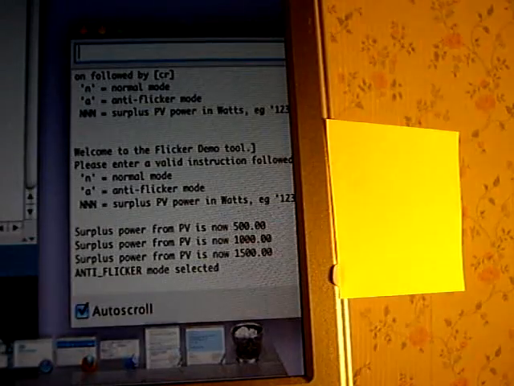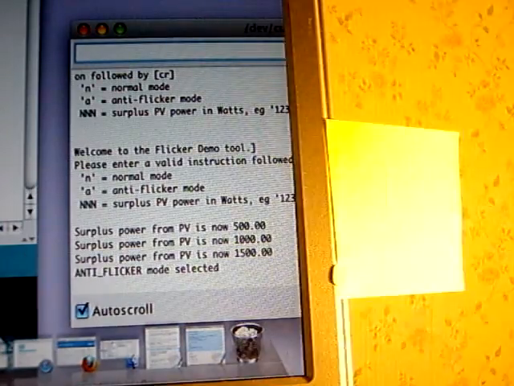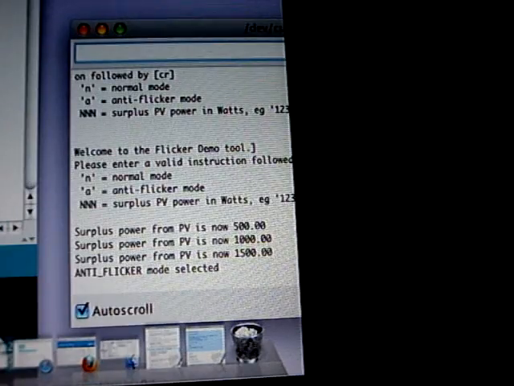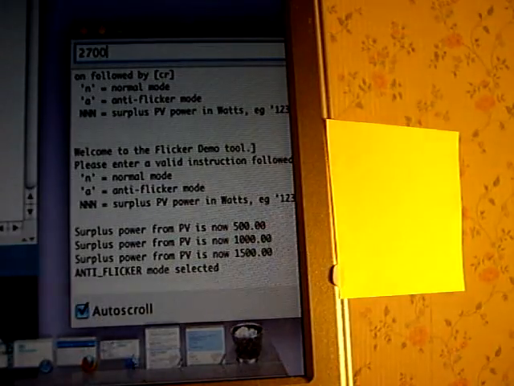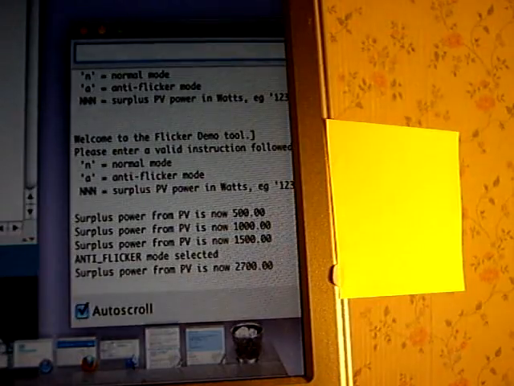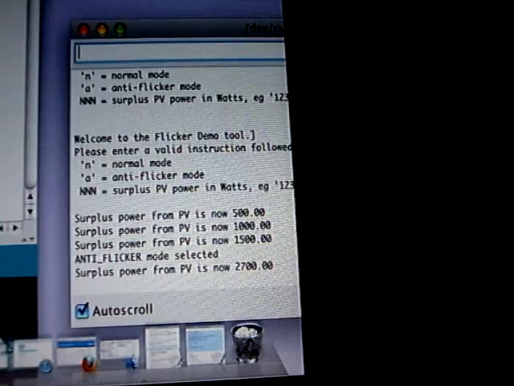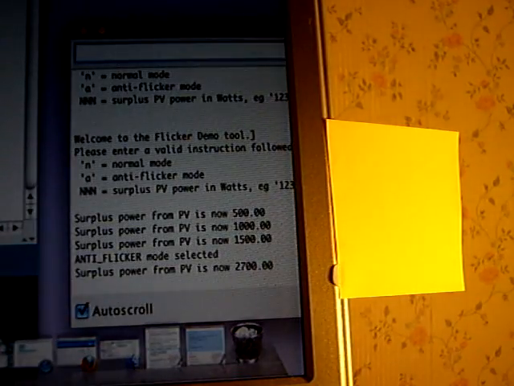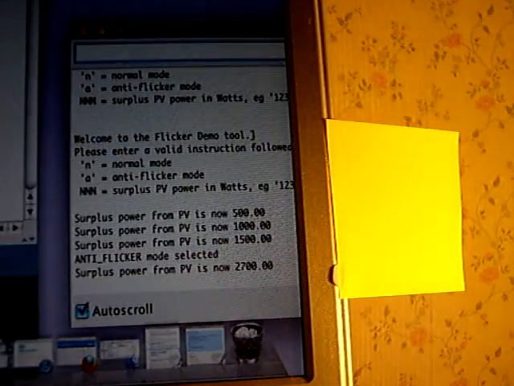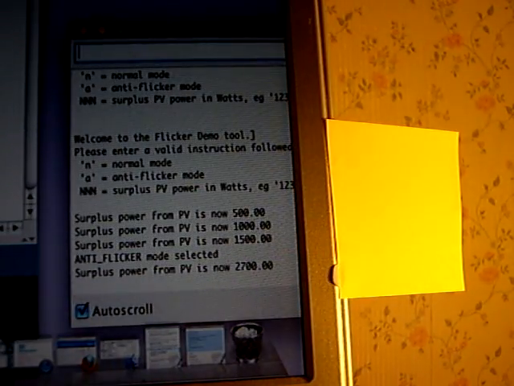If I went to a higher rate of surplus PV generation, like 2700, so that's 90% of the dump load's rate, so we've got 2700 here. We'd expect the system to be dumping power for 90% of the time, and it now takes quite a long time to get from the lower threshold to the upper threshold, so the off stage will be quite short but the on stage will be quite long.